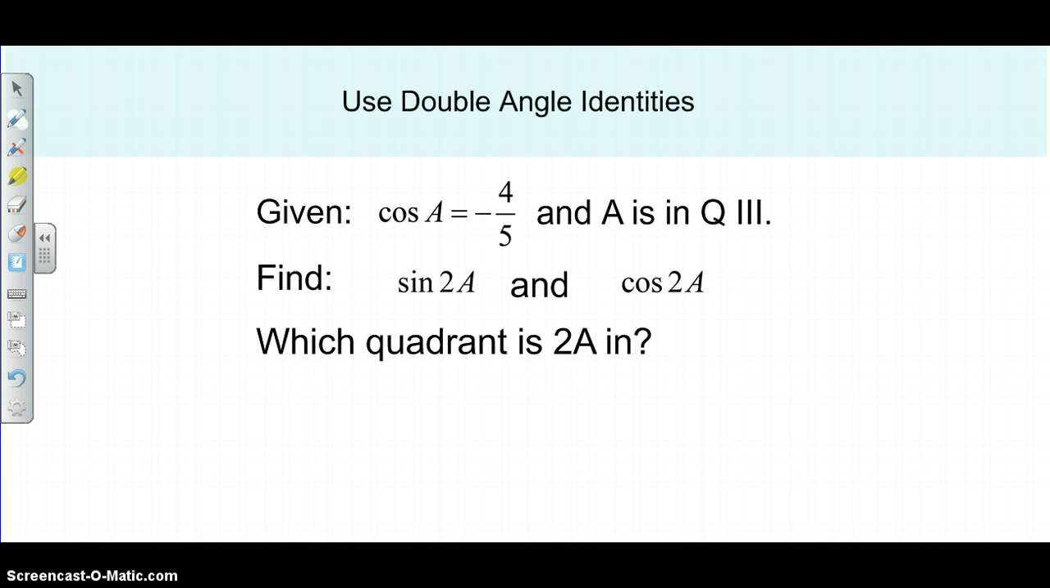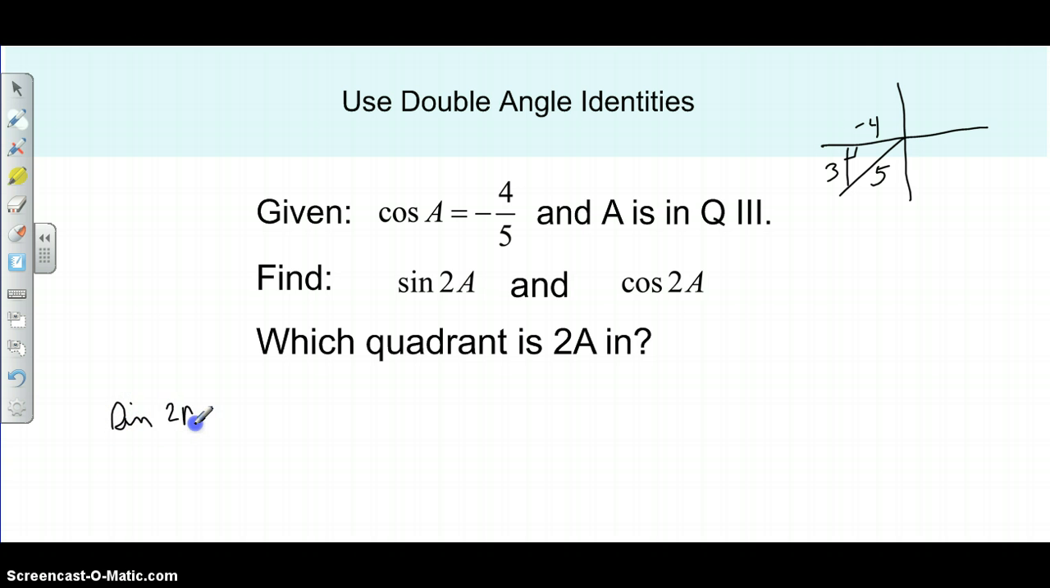We are given that cosine of A is in the third quadrant, so I'm just going to draw that down there, and draw in my right triangle, and therefore this must be 4 because it's adjacent. The hypotenuse is 5, and again it's in the third quadrant, and I can find that this must be 3 using the Pythagorean theorem. And the reason I did that is because I want to use these identities.